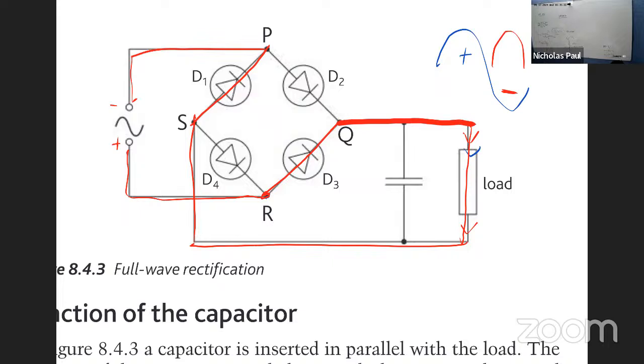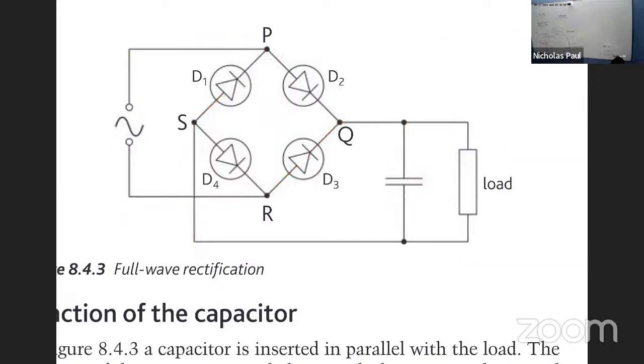So the load wouldn't know that it was alternating. The load will think it's behaving like that. That's called full wave rectification. And the capacitor now will smoothen it out. The capacitor will not allow these decreasing phases here. So as the voltage drops, the capacitor will come on and supply the voltage needed to keep it constant. Okay? That's the way full wave is working. Everybody okay with that? So you have to be able to draw that and explain it.